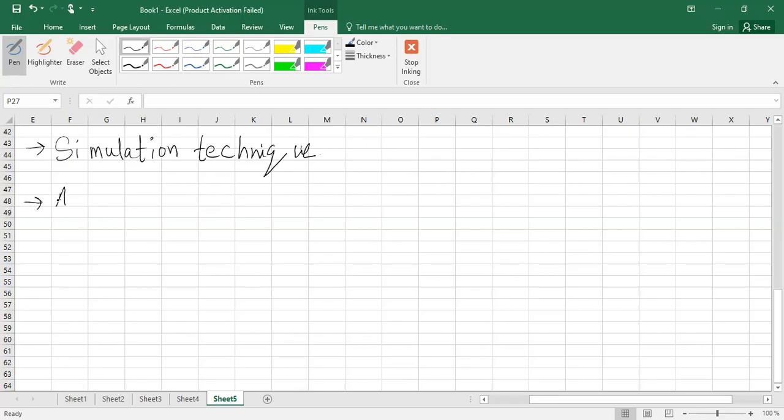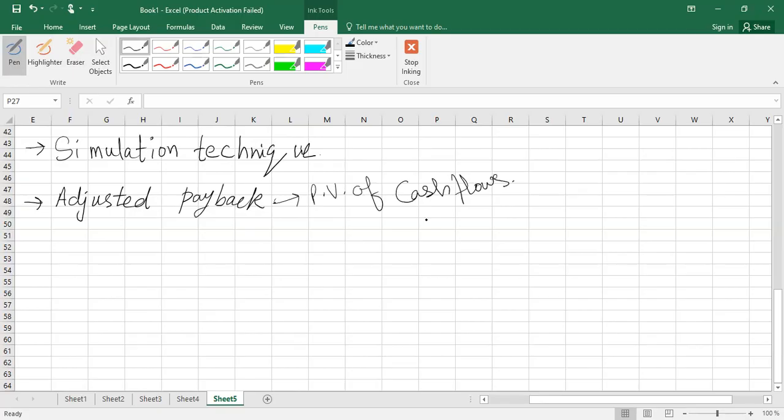Next one is adjusted payback period. It is also part of risk and uncertainty. Adjusted payback period is also called discounted payback period. We discussed this adjusted or discounted payback period in the last class where we are using present value of cash flows to calculate the net present value. So this is called adjusted payback period, or alternatively we call it discounted payback period. So this whole was risk and uncertainty in this capital budgeting.